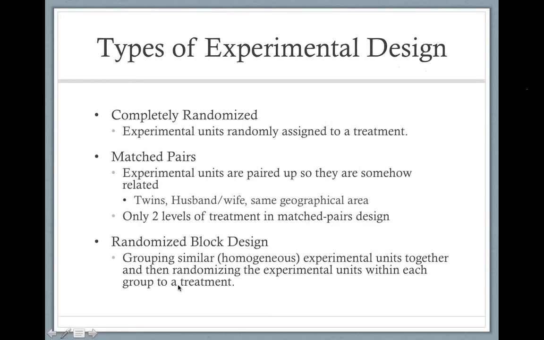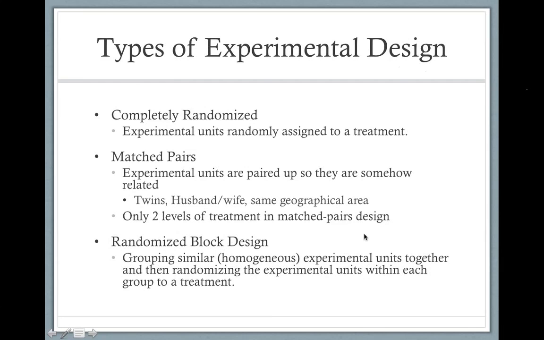Let's talk about the types of experimental design. It can be completely randomized, where experimental units are randomly assigned to a treatment. You could have matched pairs, which are experimental units that are paired up somehow in a related way. So you could have twins, sisters, husband, wife, same geographical area. Anyways, there's only 2 levels of treatment in the matched pairs design.